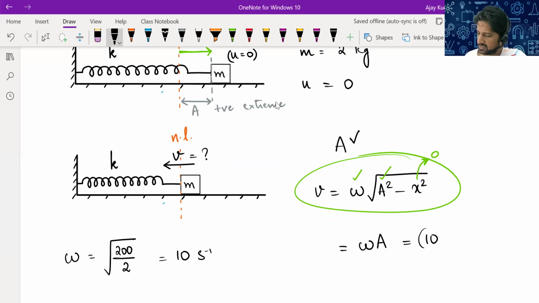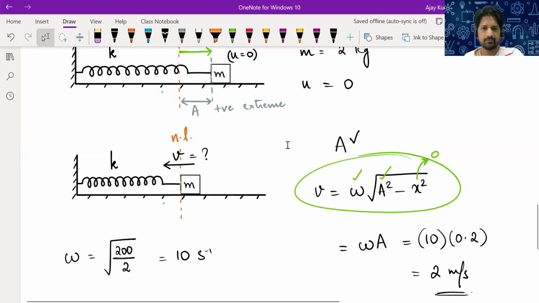Omega we have determined is 10. Amplitude is 20 centimeters, that is 0.2 meters. So on the whole, it is 2 meters per second. That is the speed of the block when it reaches the mean position or the natural length.